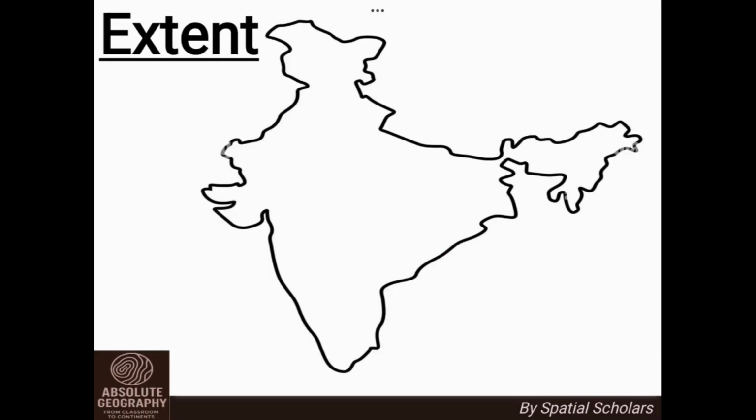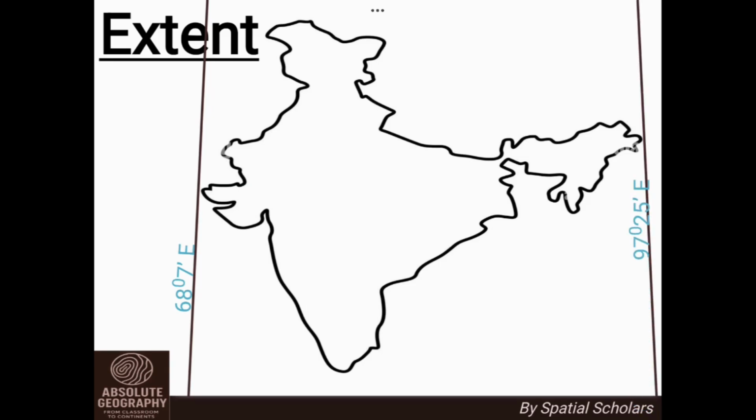The extent of India. The extent of any country is marked by the lines of latitude and longitude that are touching the outermost boundary of that country. For India, 68° 7 minutes east longitude marks the western boundary. The apostrophe with the 7 is known as the minute. And 97° 25 minutes east longitude marks the eastern boundary.